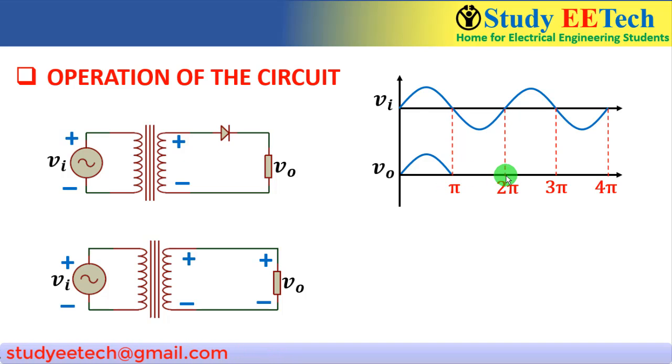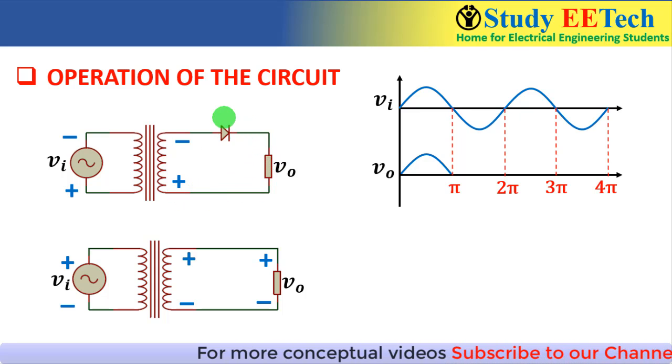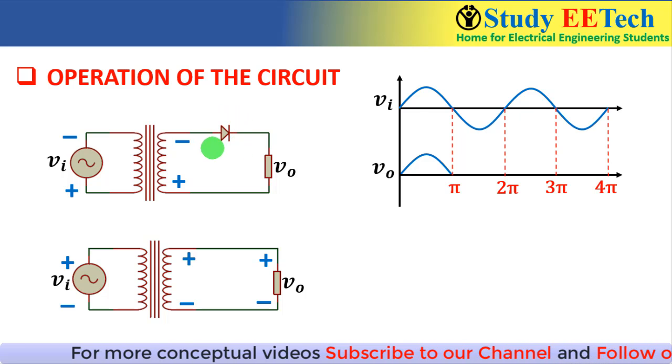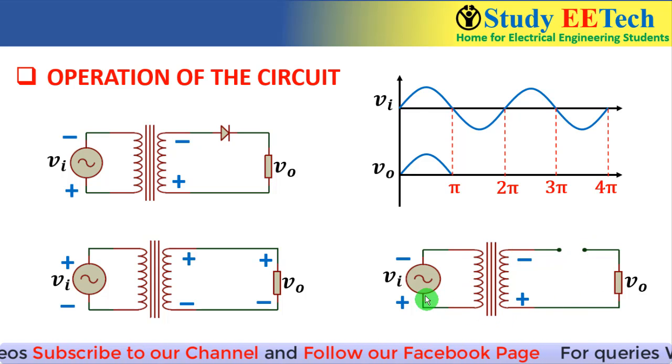Now from pi to 2 pi, the negative half cycle is there. That means the input polarity will change. So this negative is going here and the positive is coming here. Subsequently, these two voltages will also alternate. That means now the anode of the diode is facing the negative voltage and the cathode of the diode is facing the positive voltage. That means the diode is in reverse biased mode, and in reverse biased mode the diode is an off switch, meaning the equivalent circuit will be this one.